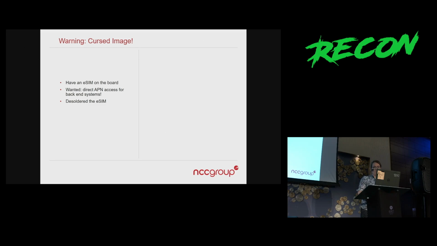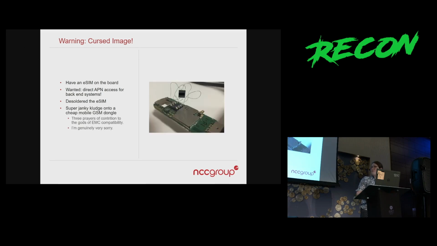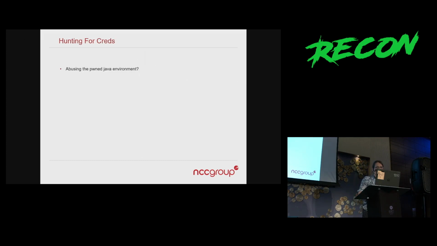So I desoldered the SIM, and I apologize for this. I did this really disgusting kludge onto an opened up mobile GSM modem, and mysteriously it all worked despite this disgusting loopy wire thing. However, in order to get there, we still need the APN config and the creds to connect to it. So I tried looking for those inside the environment itself. I tried looking for those extracting from the SIM card.